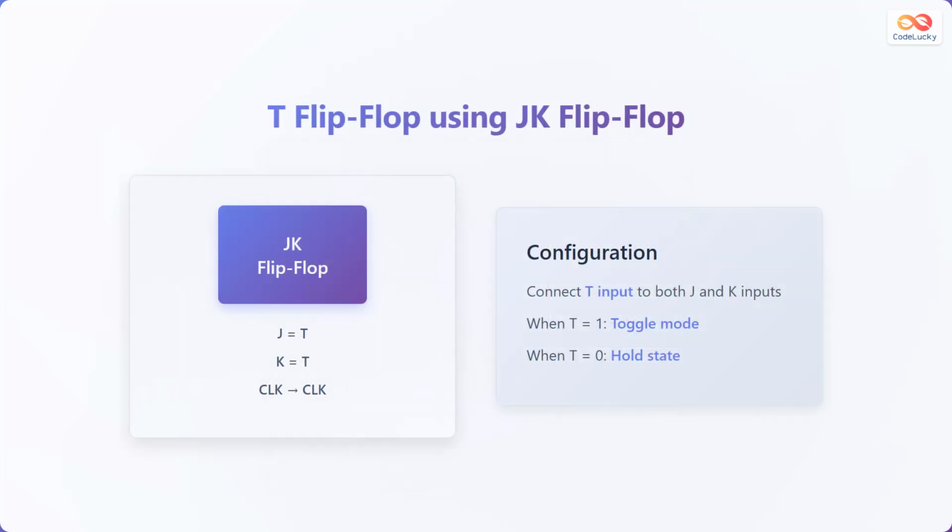Now let's see how to construct a T flip-flop using a JK flip-flop. The key is to connect the T input to both the J and K inputs of the JK flip-flop. When T equals 1, the flip-flop operates in toggle mode, changing its state with each clock pulse. When T equals 0, the flip-flop holds its current state, maintaining its output regardless of the clock pulse.